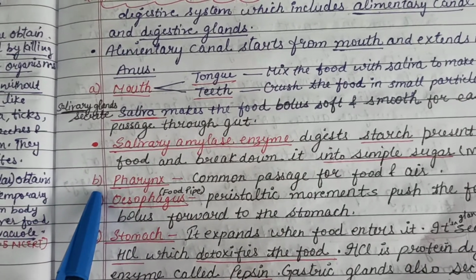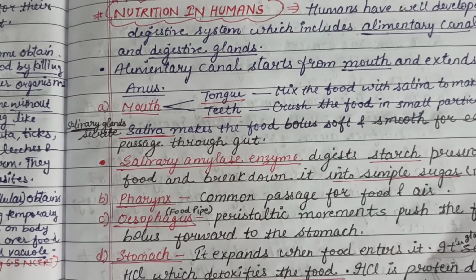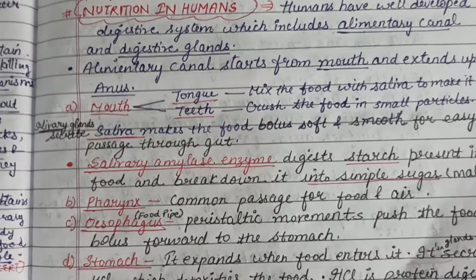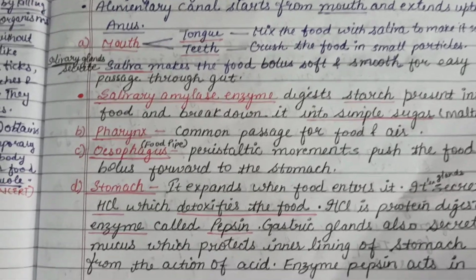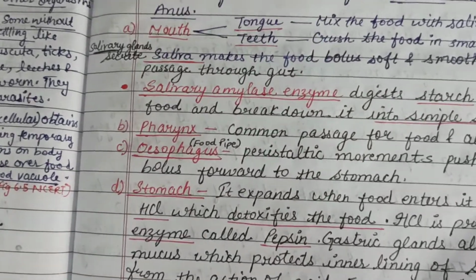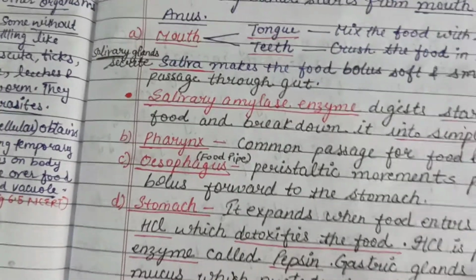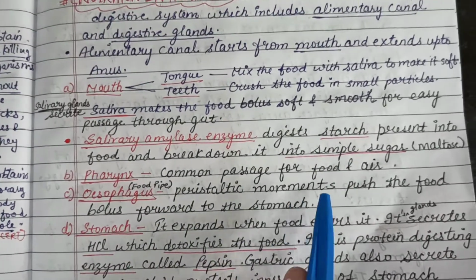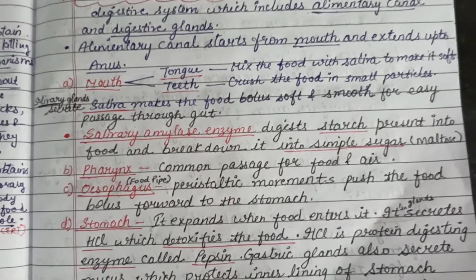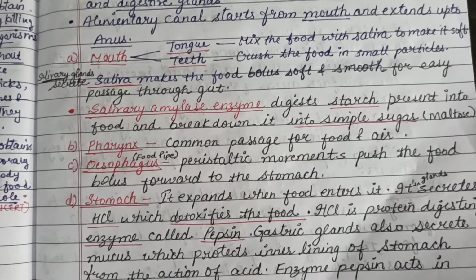The next part is the pharynx. The pharynx is a muscular organ which is a common passage for food as well as air, right? Next, after the pharynx, the food is passed on to the esophagus. The esophagus is the food pipe, and peristaltic movements of the esophagus help in pushing the food bolus towards the stomach.